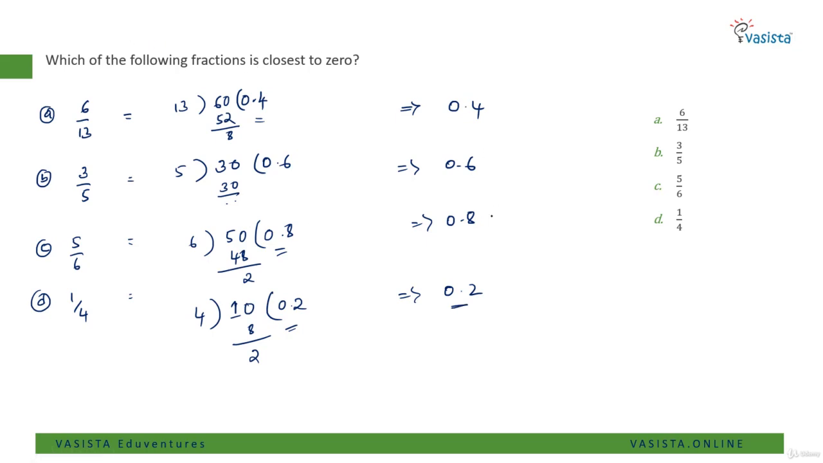So closest to 0, which one? This is 0.8, 0.6, 0.4, 0.2. So 0.8 is closest to 0. Option C is the right one, that is going to be 5 by 6.